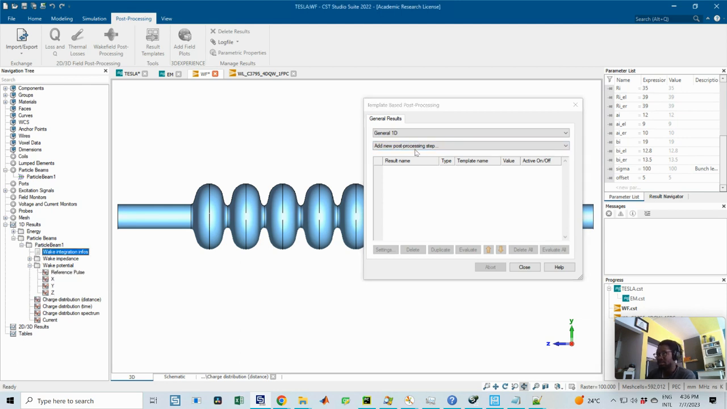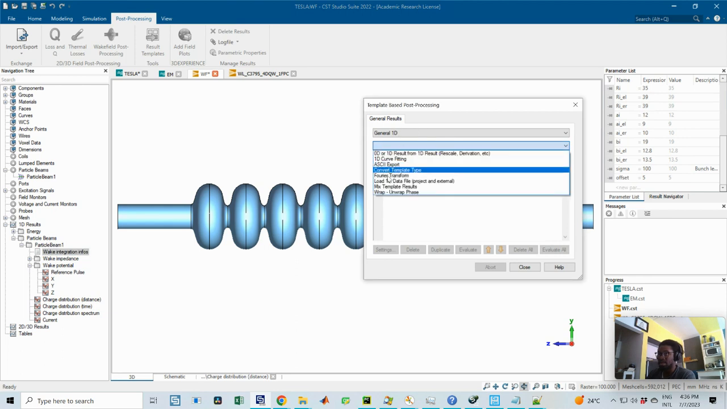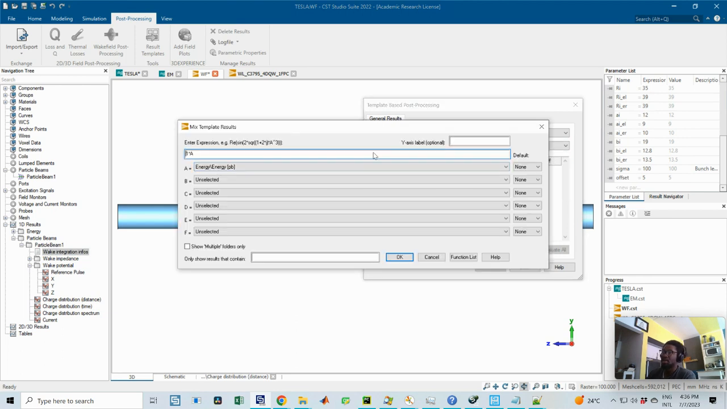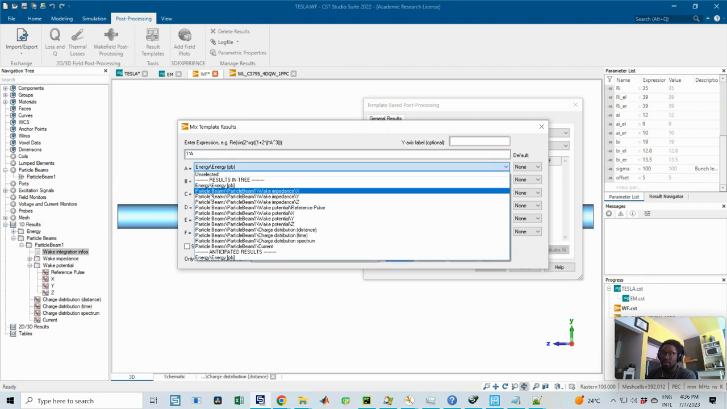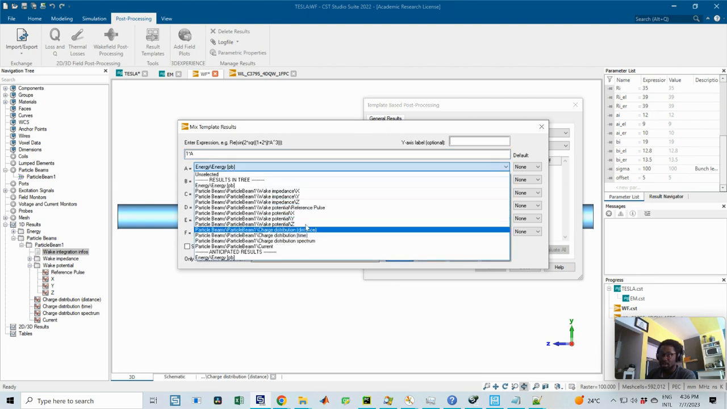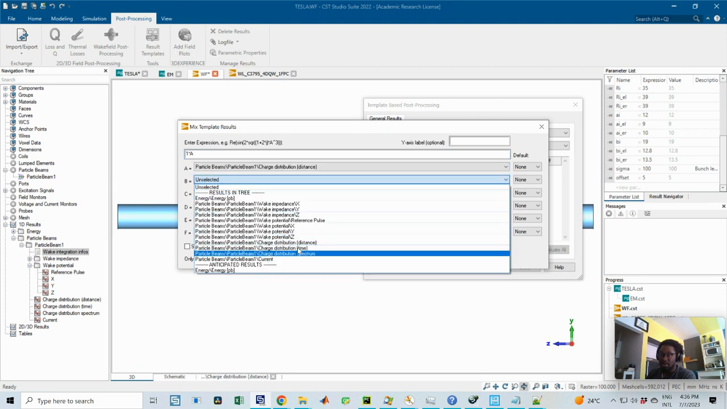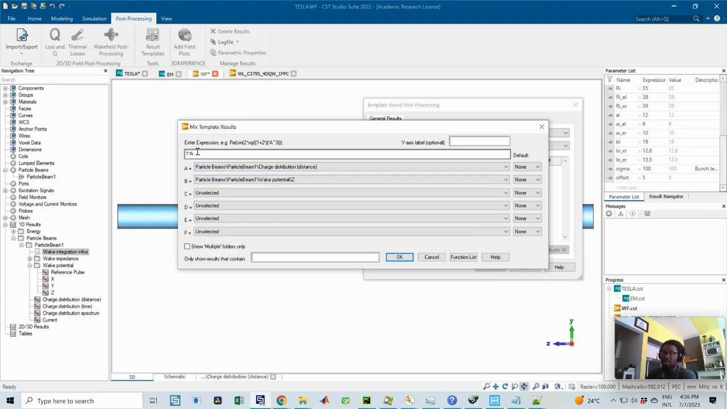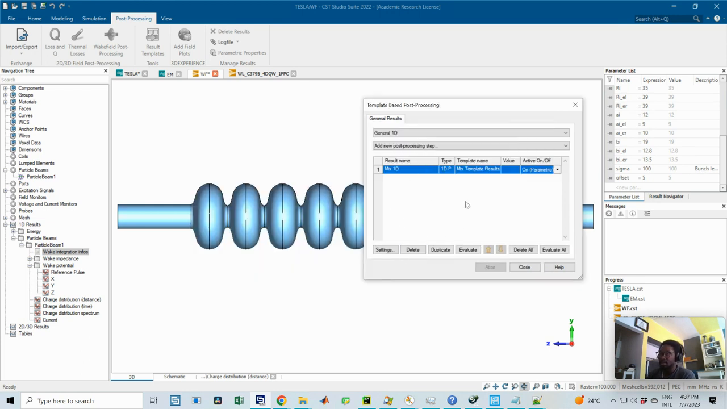So we want to combine these results. So we go to general 1D and then mix template results. The first one is charge distribution as a function of distance, and then wake potential, also as a function of distance. So I have A multiplied by B, and that should be it. But then you notice something now.